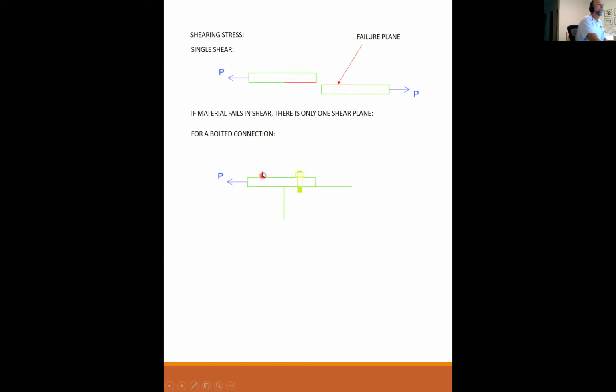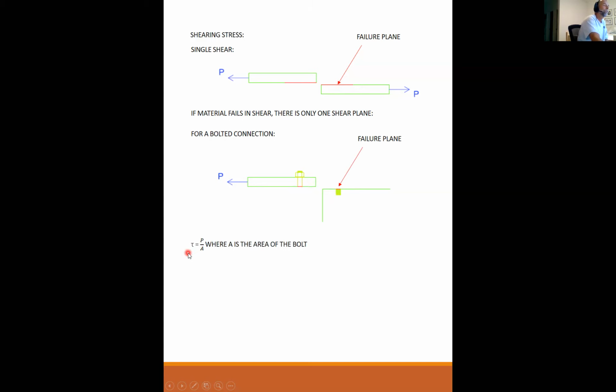For a bolted connection, you might have something bolted to a larger piece. And if this was to shear, it shears through the bolt in one place. One failure plane through the bolt. So this is still single shear. Not to confuse that you have 2 surfaces here because it failed. Don't confuse that. It's just one plane that it fails through.